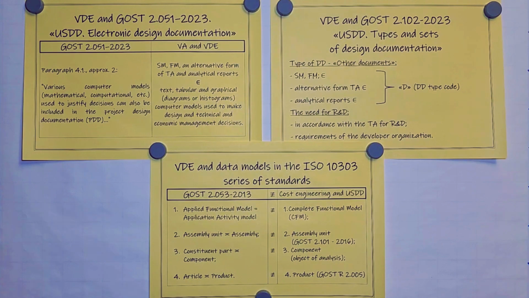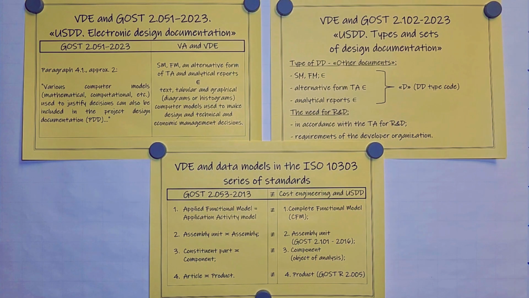Thus, the basic tools of value design engineering fall under this category of design documentation, in particular the structural and functional model, an alternative form of technical assignment, and analytical reports, which are text, tabular, and graphical, diagrams or histograms, and computer models used to make design, technological, and economic management decisions.